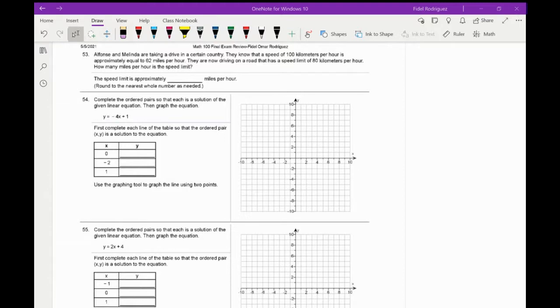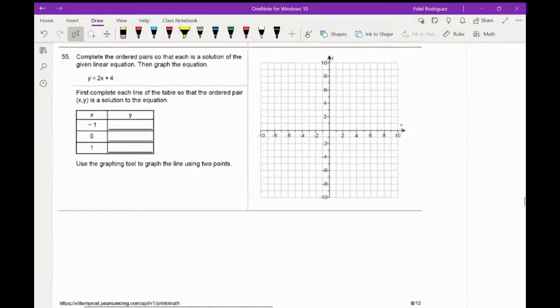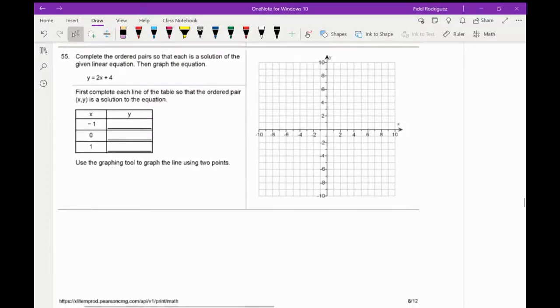So I'll tell you what. Are there any from here, 53, 54, 55, that anybody wants me to do? Okay, let's do 53. It says complete the ordered pair so that each is a solution to the equation and then graph it. So guys, I'm going to do this in pieces. I'm going to think of that as A, B, and C.